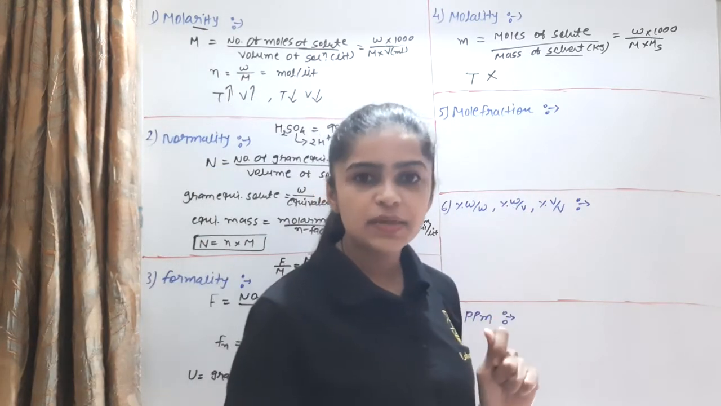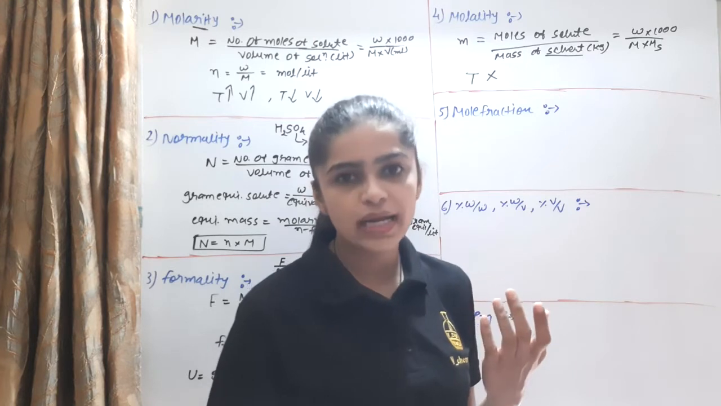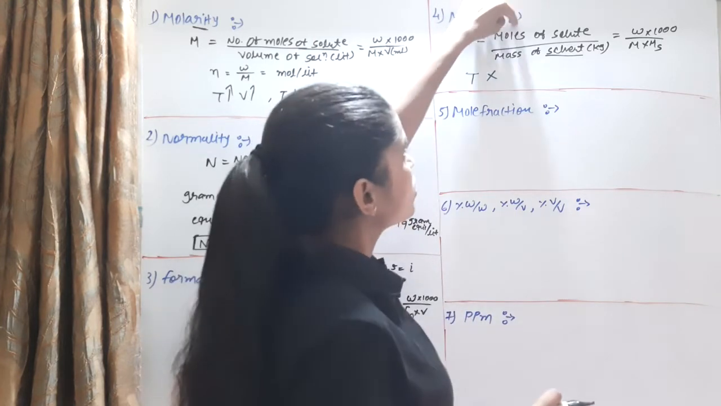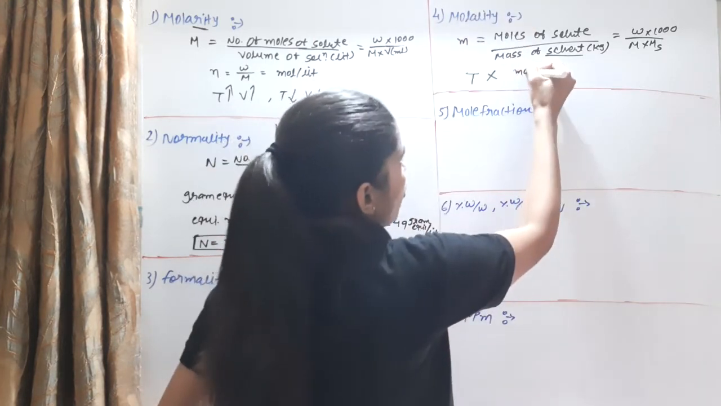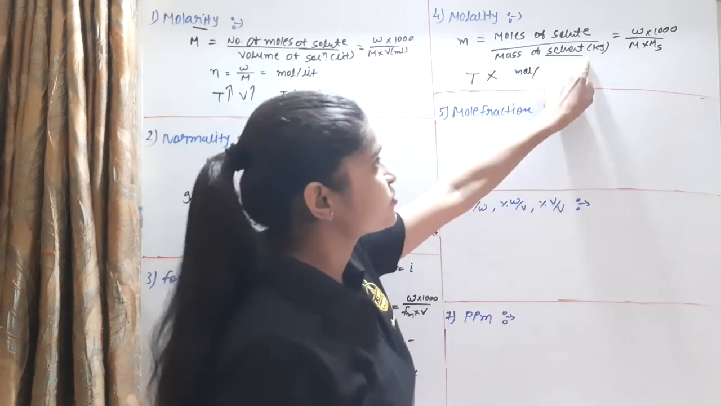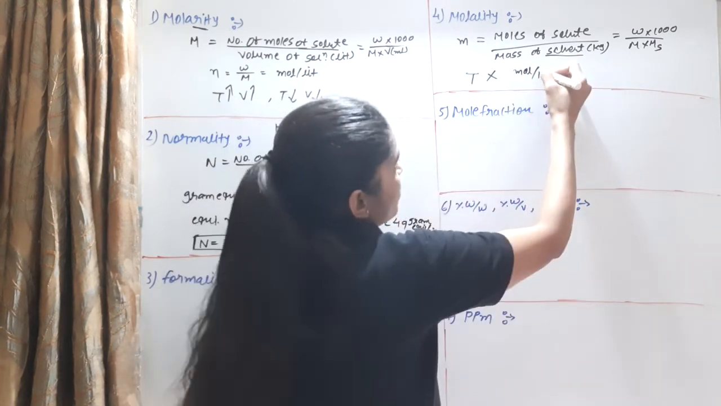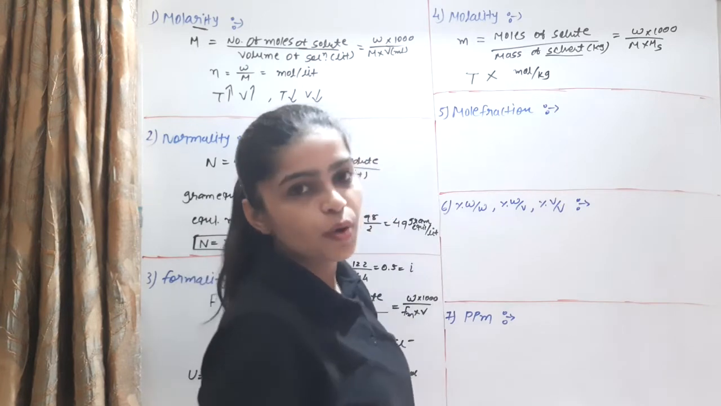Molality is temperature independent. Next is the unit of molality. Its unit is moles of solute, first the mole, divided by the mass of solvent in kilograms. So moles per kilogram. This is the unit of molality.